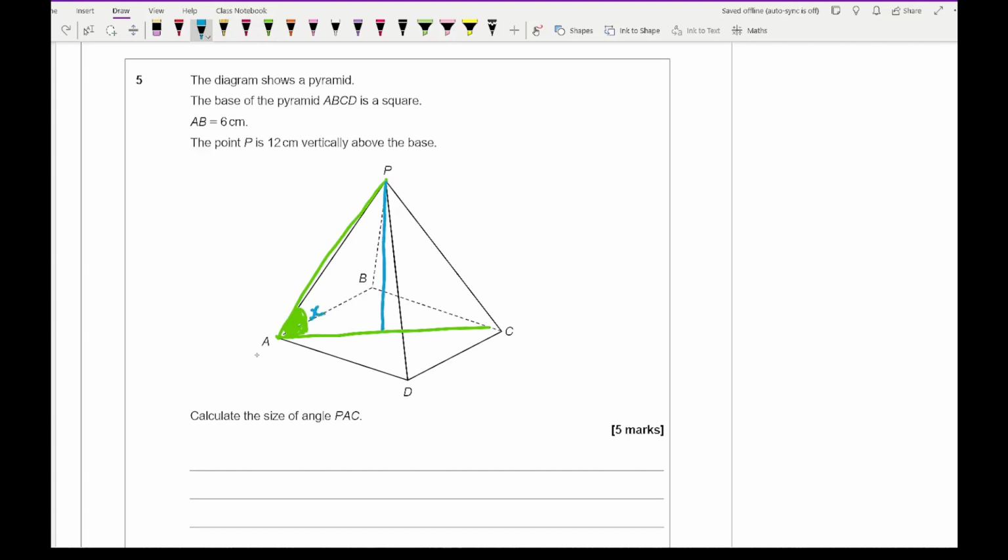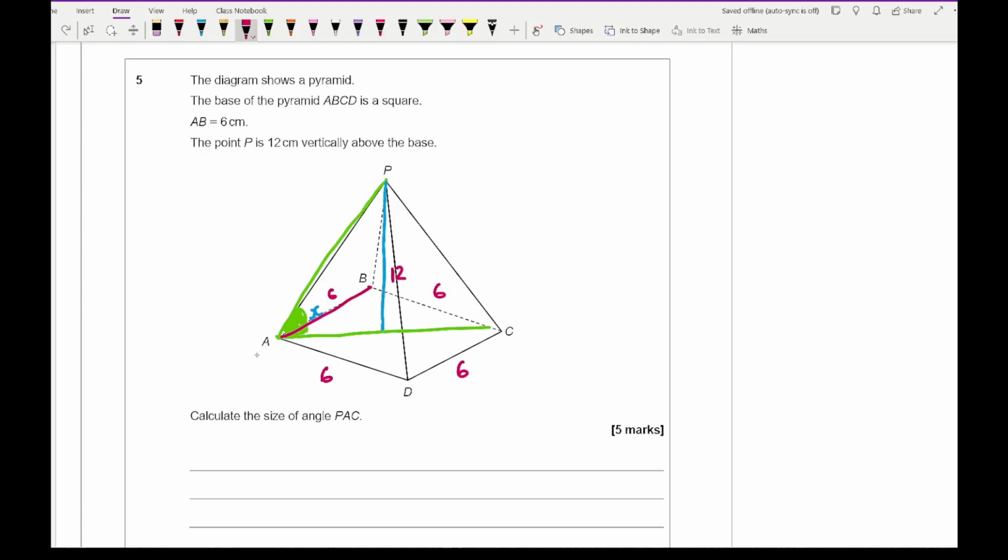And this is what I'm going to need to find, which I'm just going to call X. Now then, filling in the information that I've been given, I know that AB is 6 centimeters. So this is going to be 6, that's going to be 6, that's going to be 6. And I know that this length here is 12. Now, let me just correct that because that's a little bit deceiving. It's this length here that is 6.